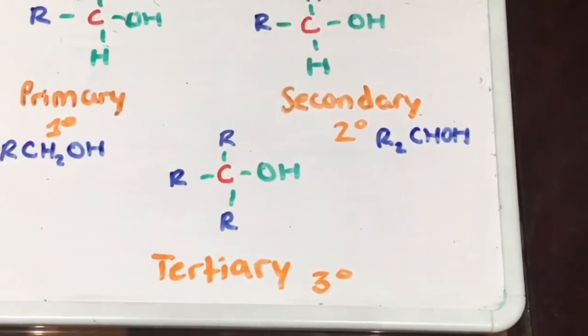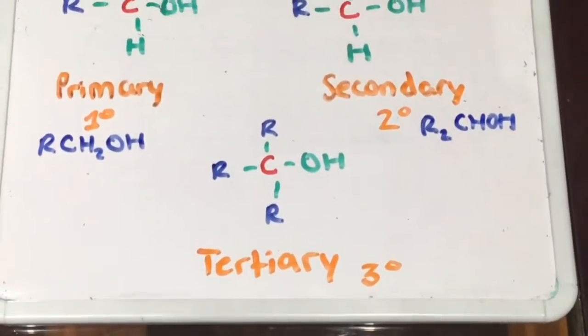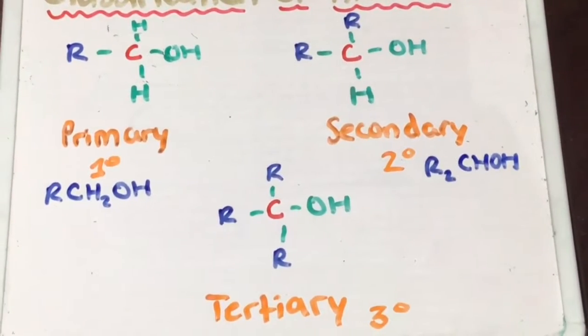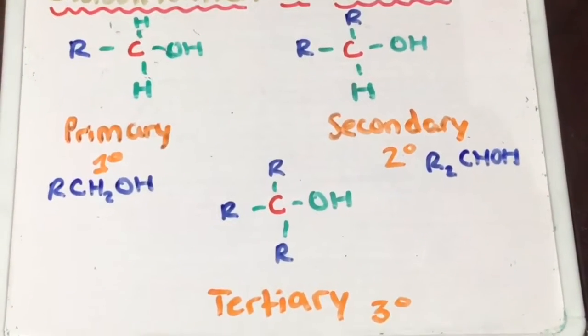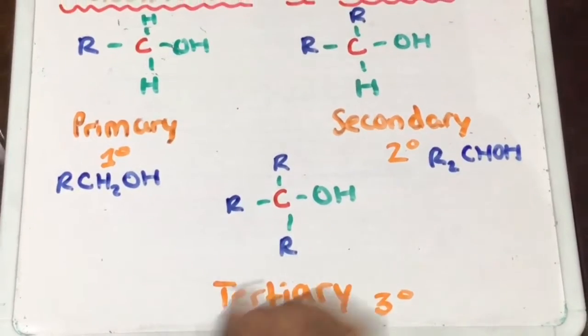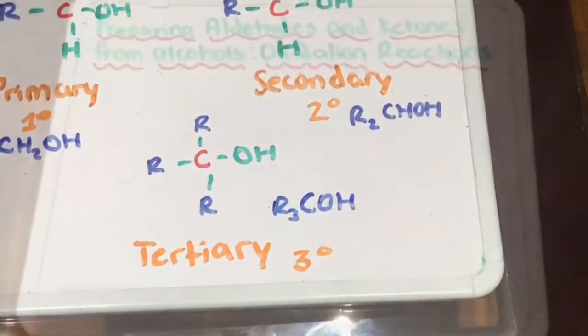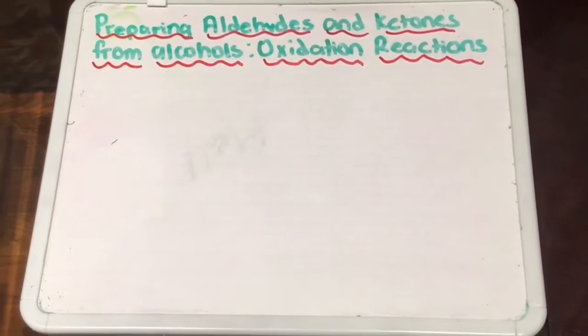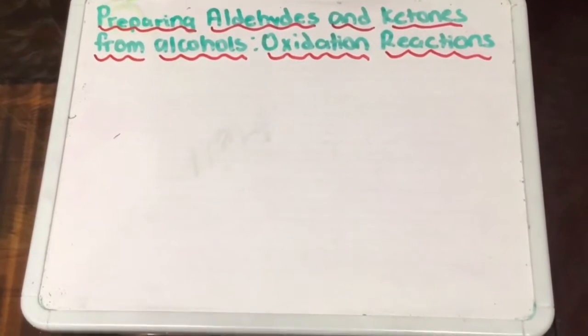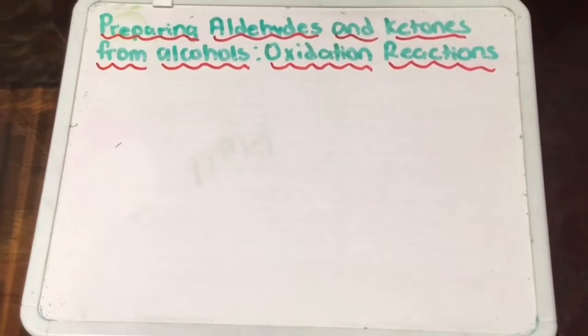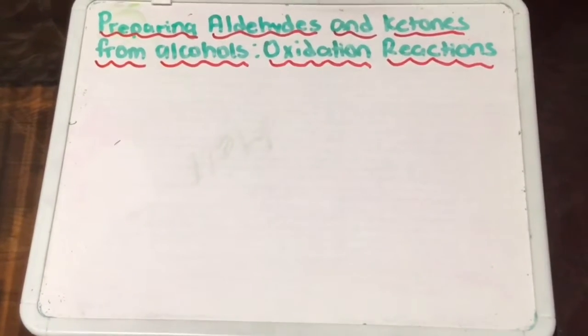R2CHOH. A tertiary alcohol is one in which the carbon atom in red with the OH group is attached to 3 other carbon atoms in blue. Its general formula is R3COH. There are several different types of organic reactions for alcohols. There are substitution, elimination, dehydration, oxidation, and reduction of alcohols.